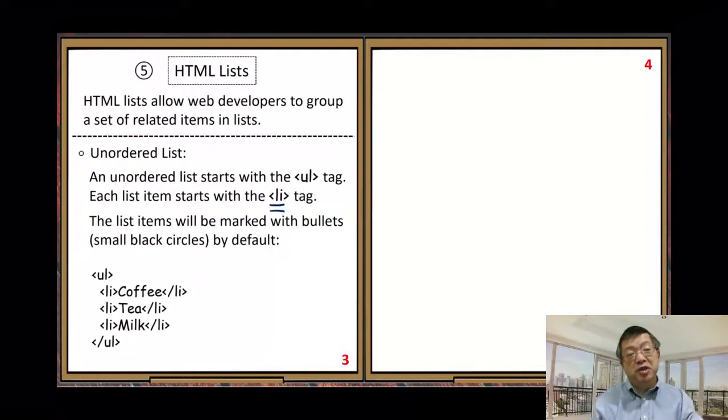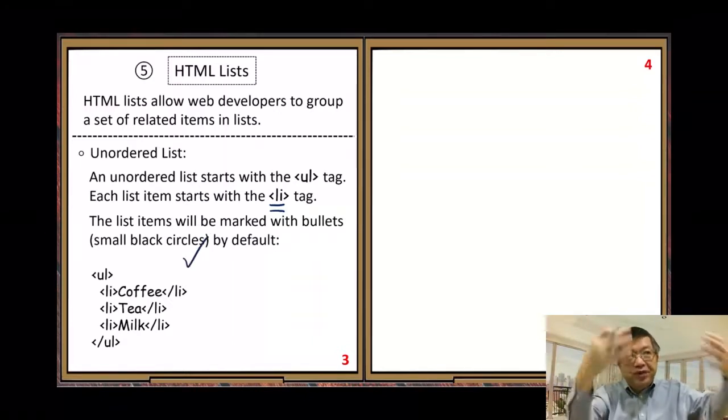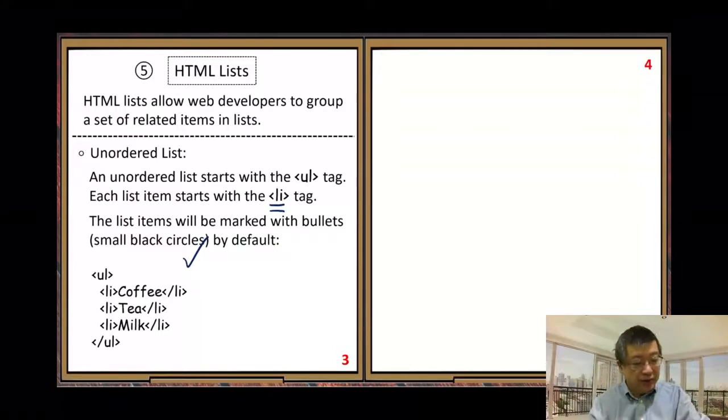Here is a simple example. We create an unordered list with 3 items: coffee, tea, milk. Following the syntax, we use it this way. Then when we display this element, you will see the view like this: bullet coffee, bullet tea, bullet milk. That simple.